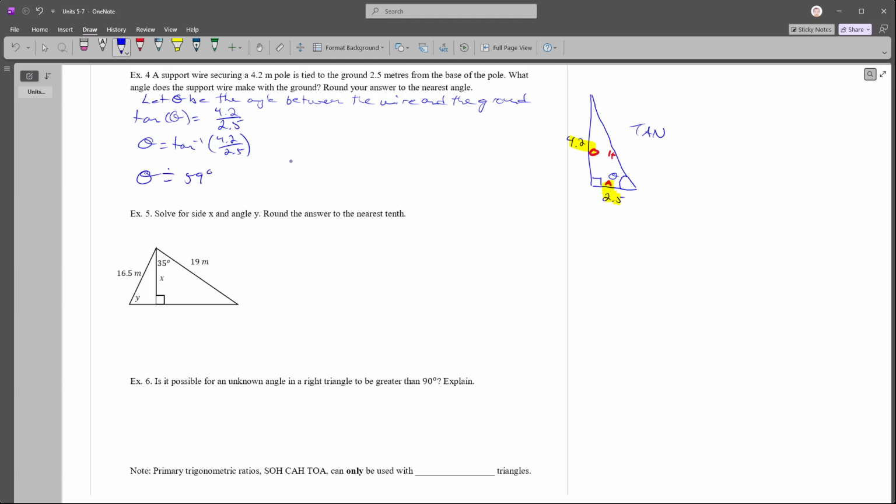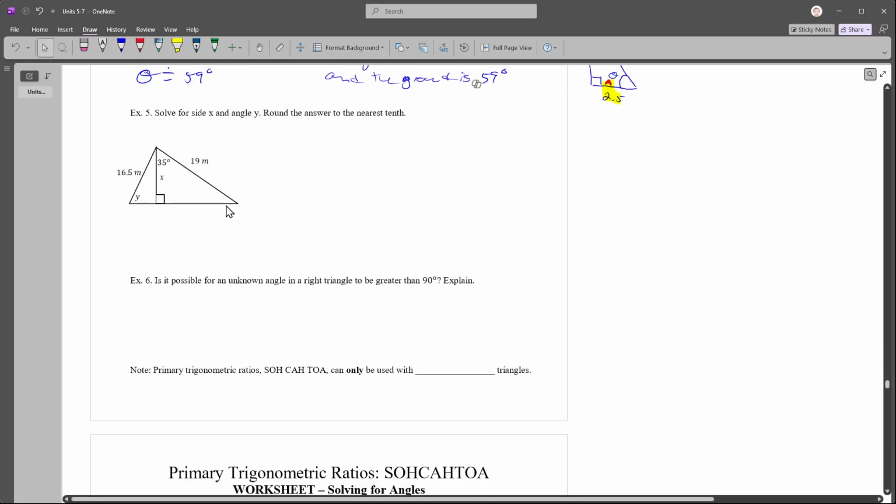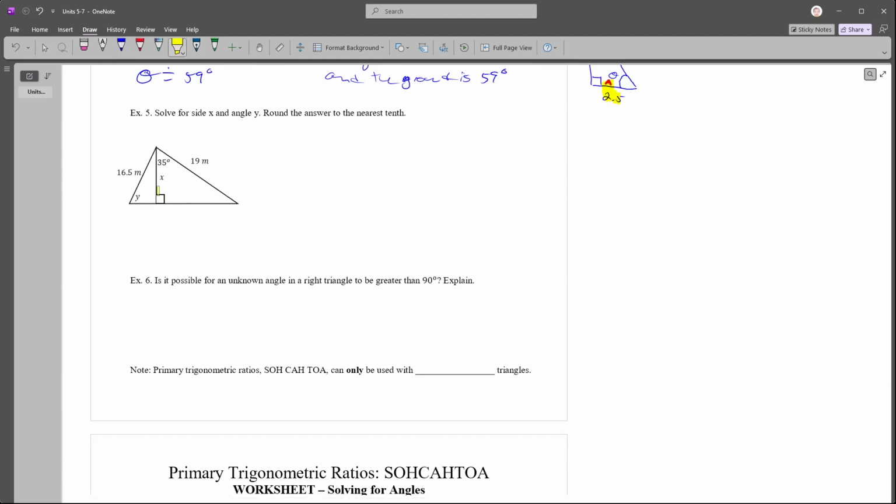So we just need a concluding statement. Therefore, the angle between the wire and the ground is 59 degrees. There we go. All right, next question. Solve for x and y and angle y. So solve for side x, and angle y. That's what we're looking for here.